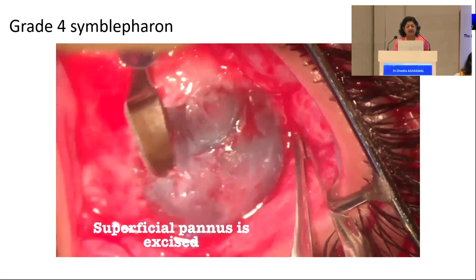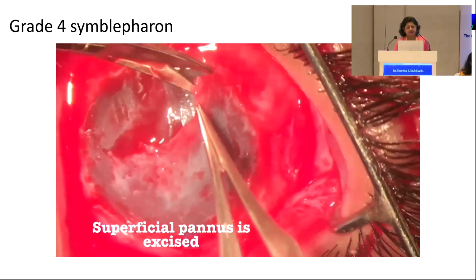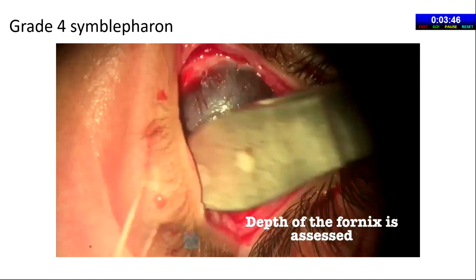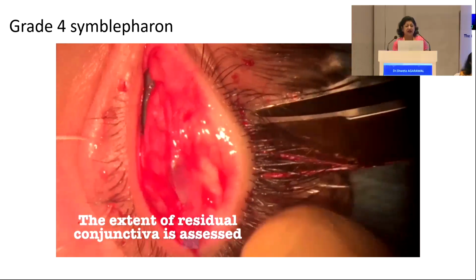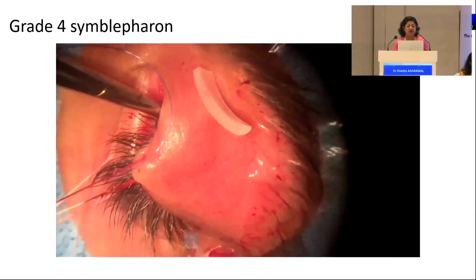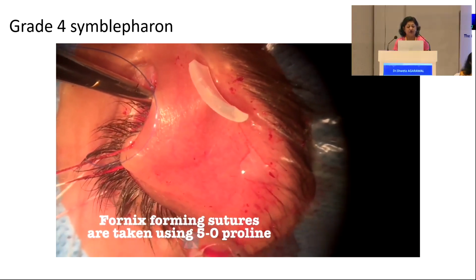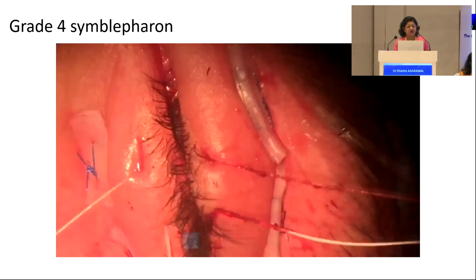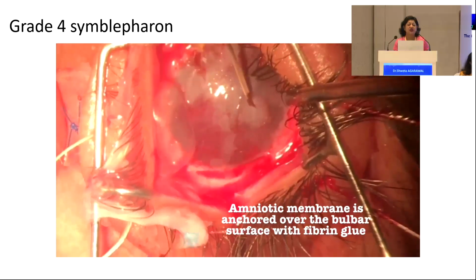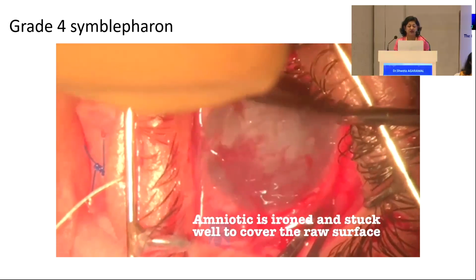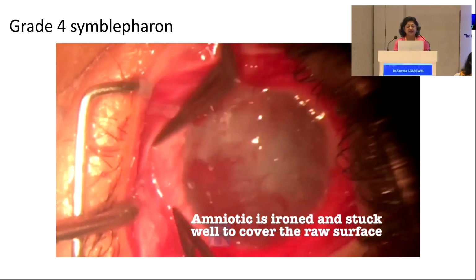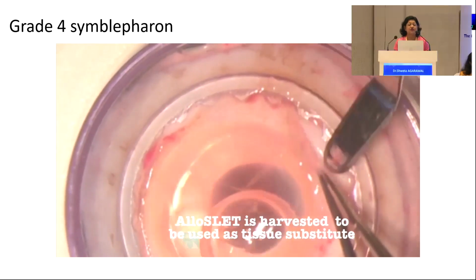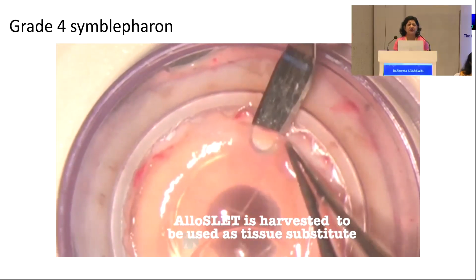So after excising the pannus from the cornea, since we realized that the fornix was well formed and the entire tarsal and almost the palpebral surface was epithelialized, we just took fornix forming sutures like we showed in the last video using a 5-0 Prolene. And since this was a large conjunctival defect along with a near total corneal defect, we have placed an amniotic membrane over the entire bulbar surface and harvested an AIOS to facilitate epithelialization instead of the conjunctival autograft.